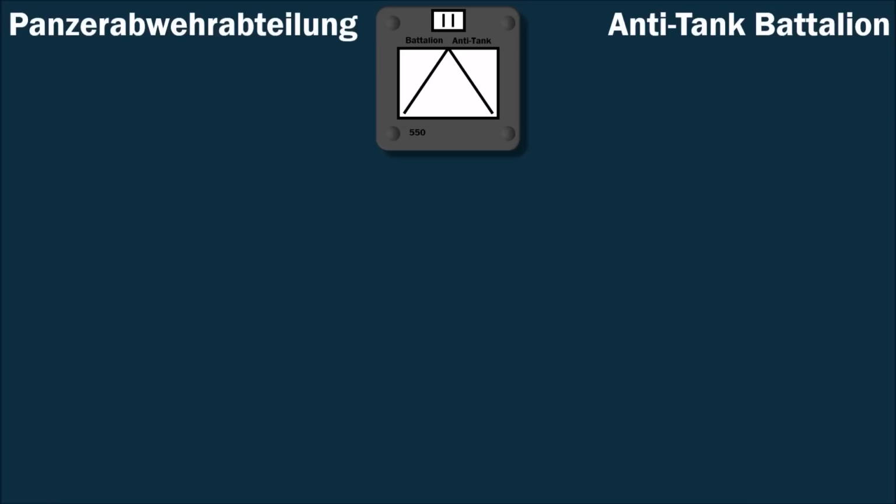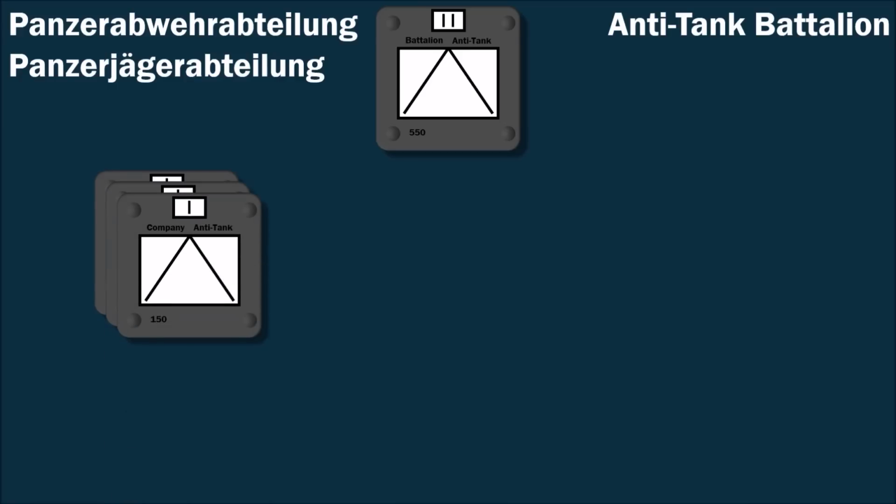Now let's take a look at the individual battalions. First, the anti-tank battalion. In German, it was originally called Panzerabwehrabteilung, which basically means tank defense battalion. And later on in 1940, the name was changed to Panzerjägerabteilung. Panzerjäger basically means tank hunter, and it's, in my opinion, one of the most badass names in German. This unit was composed of 3 anti-tank companies. Each company was equipped with 12 anti-tank cannons, so in total they had 36 guns.